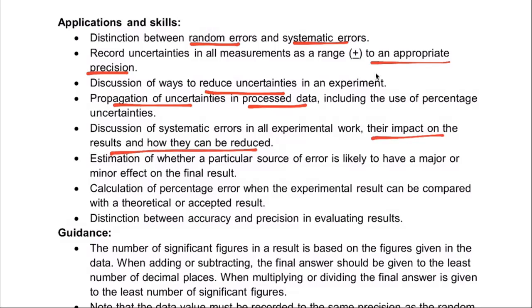And then when you look at all your stuff and you say, well, okay, based on this graph or this data, it looks like there's some systematic error. And then they want you to discuss, well, how could you fix that? So what could you go back to your experiment and adjust or change that could fix it and reduce that amount of error? Is it going to have a major or a minor effect? And then calculating percent error when there is an accepted value that you can compare it to.